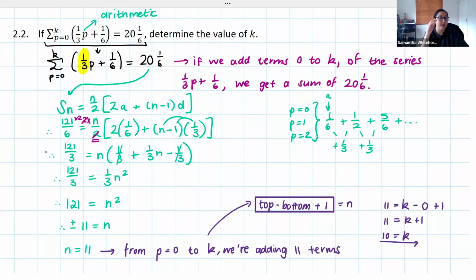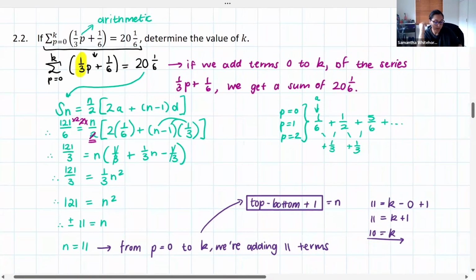We are going to stop at k equals 10. So we started at p equals 0 and we're going to go up to 10. So we need to be very, very careful of that, like I said, especially when it doesn't start at 1.